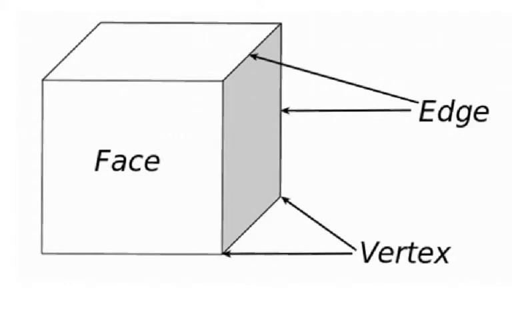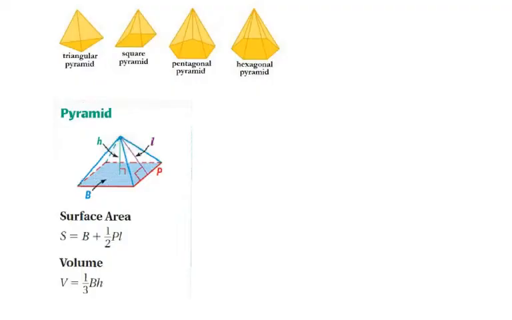First, we're going to know the parts of a polyhedron or a 3D shape. The flat sides are called faces. The corners are called vertices. And the seams where they meet are called edges. And then we have different types of three-dimensional shapes or polyhedra.